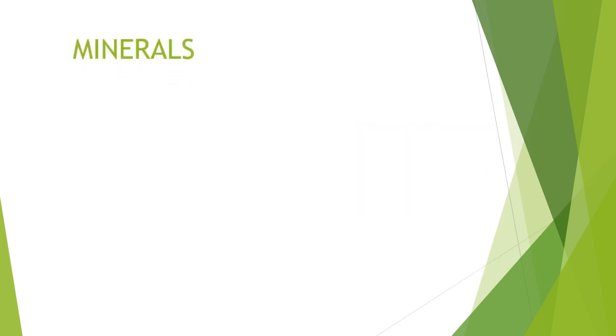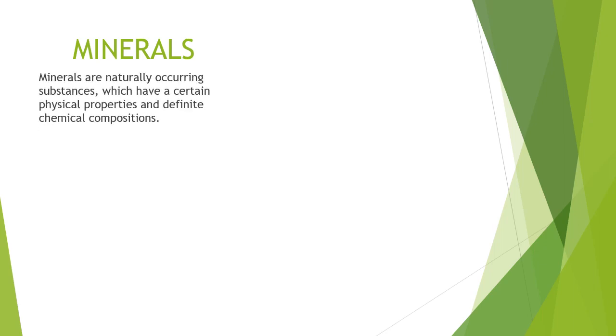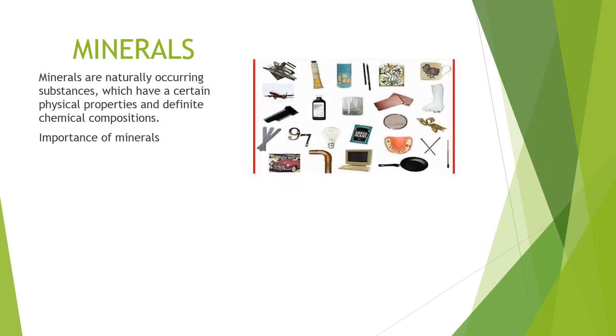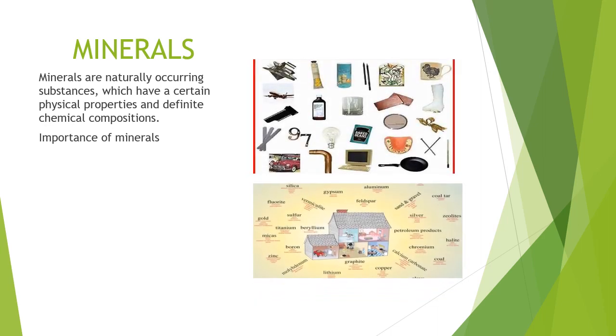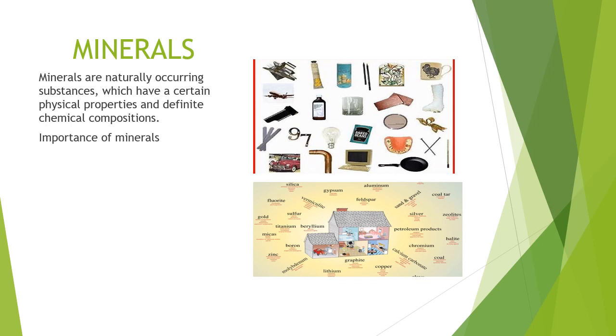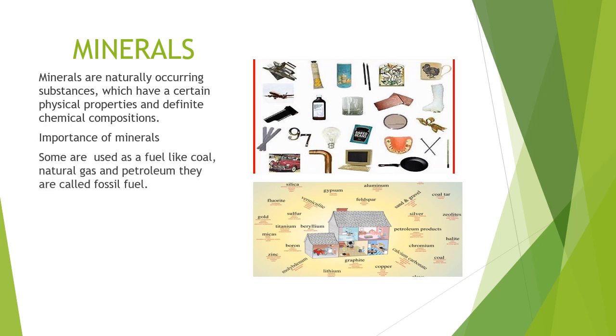As we have seen, rocks contain minerals. So what are minerals? Minerals are naturally occurring substances which have certain physical properties and definite chemical compositions. They are very important for us, very useful for us. We use minerals for many purposes. We also obtain fuel, for example coal, natural gas, petroleum.